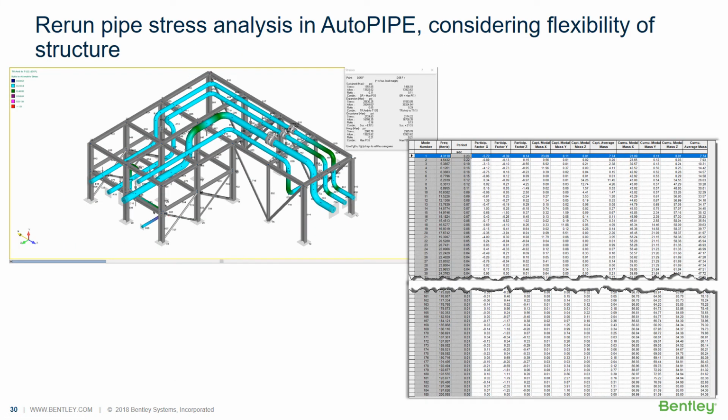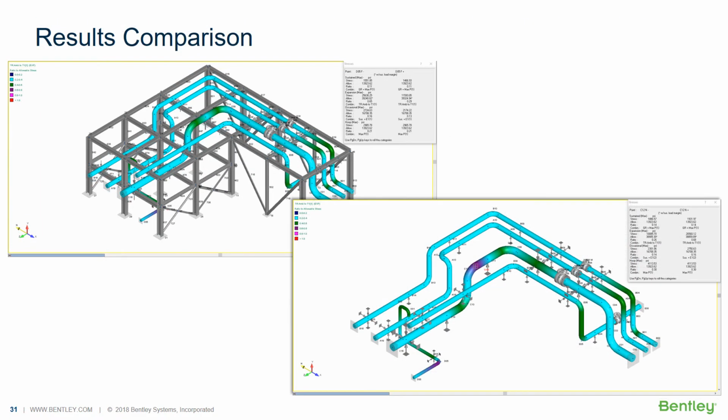On our side, we would want to rerun the pipe stress analysis in AutoPIPE. We want to make sure we consider the flexibility of the structure. That's the whole point of this interop on the AutoPIPE side. And we get some results. They are a little bit different. So let's just take a look at the comparison. I think that helps, so you can just see the plots right away. Actually, these are backwards, so I apologize for that. This was the first run, the initial run, and this is the second run.